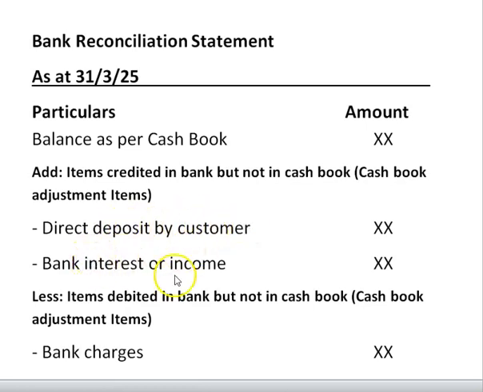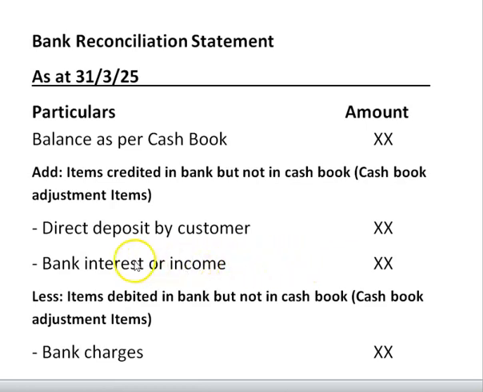Next is bank interest or income. The bank usually pays interest income to the company for bank transactions or for other reasons. This is interest income, not interest charges. So it is part of direct payment into the bank account of the company, which the company is not aware of, is not notified. So it's not in the cash book. So you add it here.